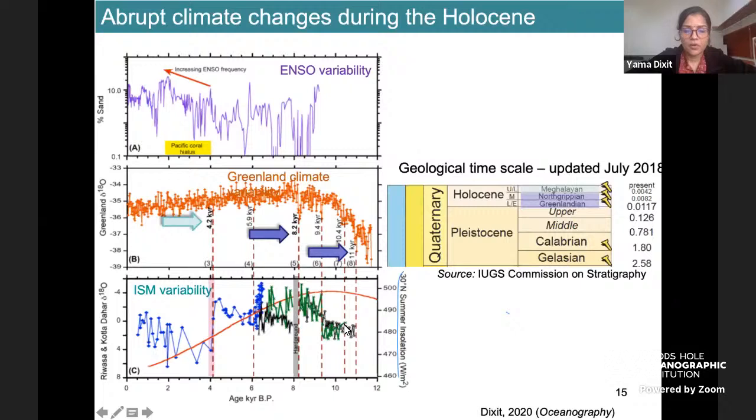But I mean, these are all model studies, and we still need more studies to actually understand what these events were like. But what I'm trying to say from these records is that these two Northwest Indian lakes do have similarities with the global events that we see.